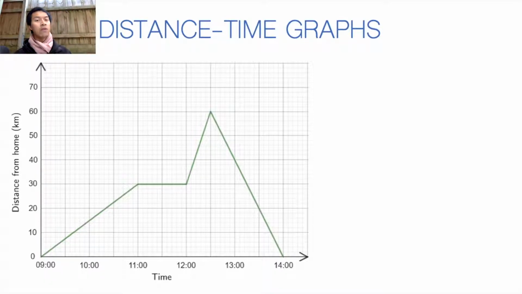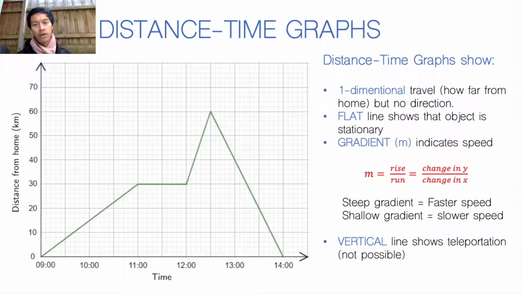Now there is some key information that we need to understand on how to read and interpret this graph, because it tells us some things but it doesn't tell us everything. Here is what the distance time graph shows. First of all, it shows one-dimensional travel, how far from home the object is. It shows the car's displacement, but what it doesn't tell us is the direction that it has traveled. It only tells us at any given point in time how far from home the car is. We don't know whether the car is going left, right, north, south, east, or west. We just know that it has traveled away or it has traveled back home.